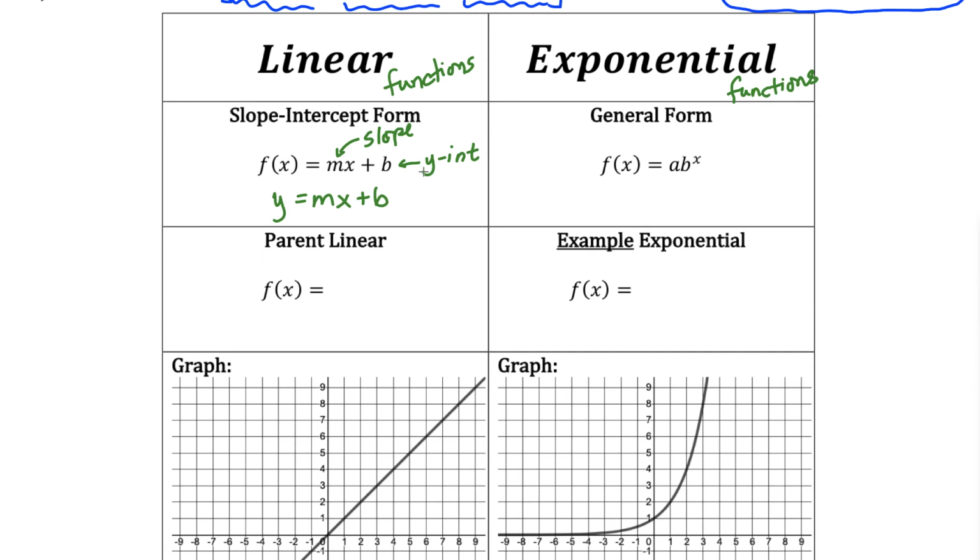So, let's review that for a second. So parent linear. This is like the OG, the original parent function. This is the basic one, and that's f of x equals x. That's just y equals x.